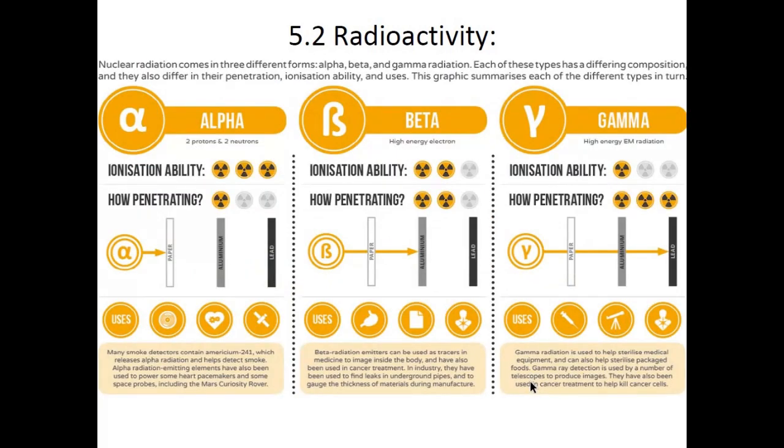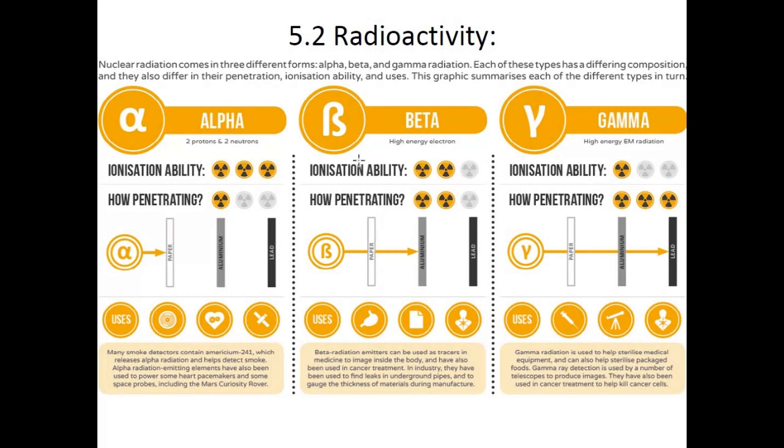This is an image which summarizes all three types of radiation. Alpha particles are 2 protons and 2 neutrons and they have the most ionizing ability but the lowest penetrating power. They are used in smoke detectors. They are used to keep some types of pacemakers in the heart running, and they are also used in some space probes including the Mars Curiosity rover.